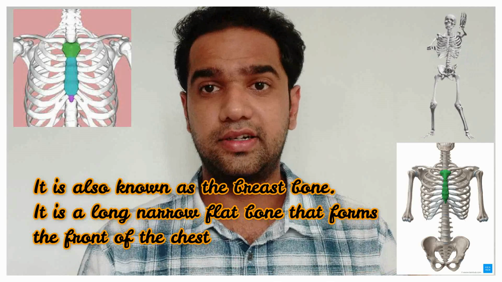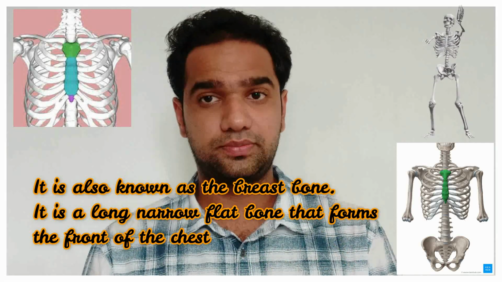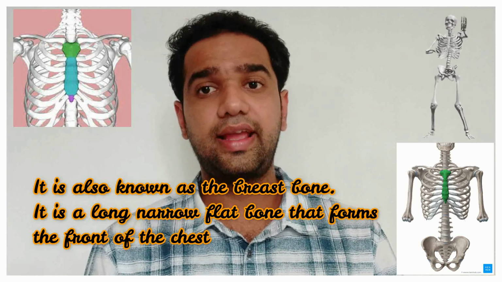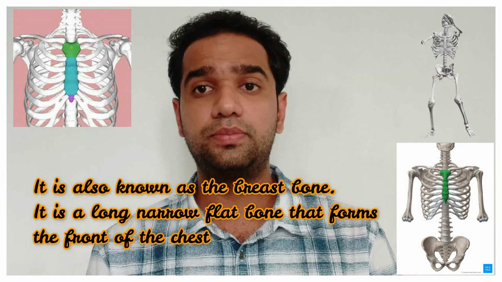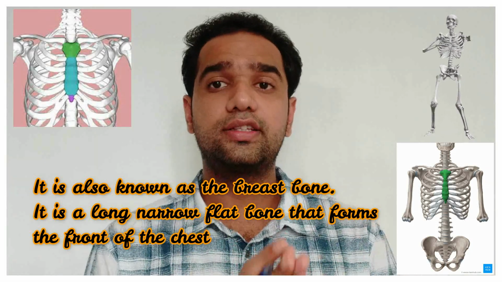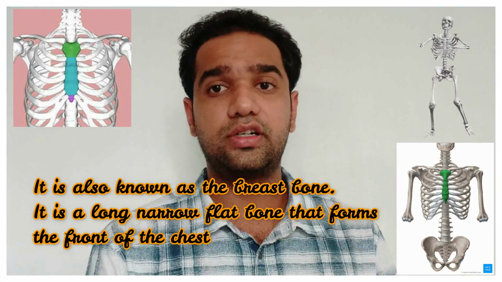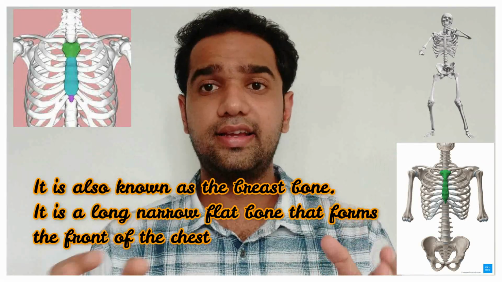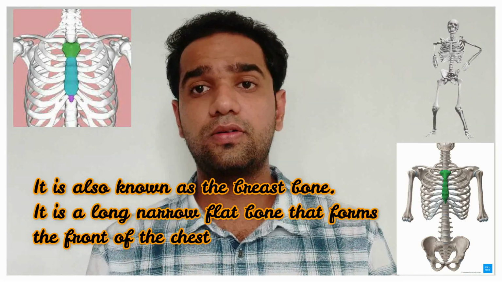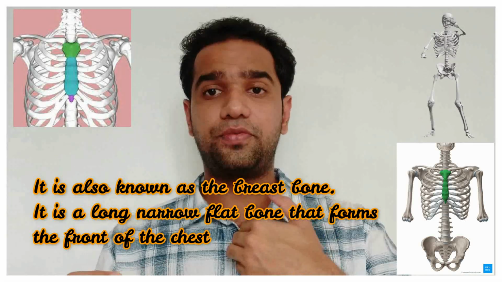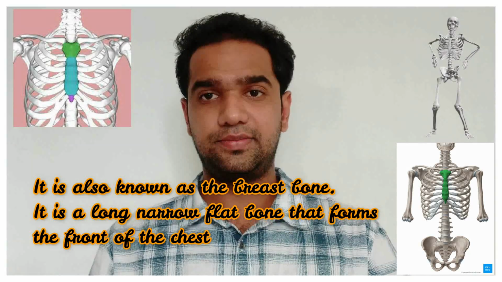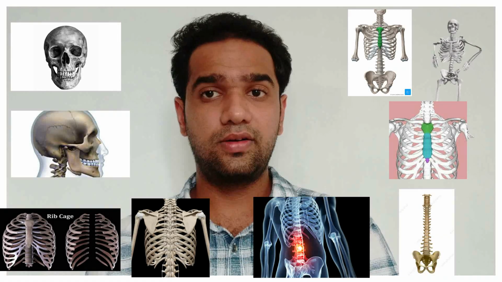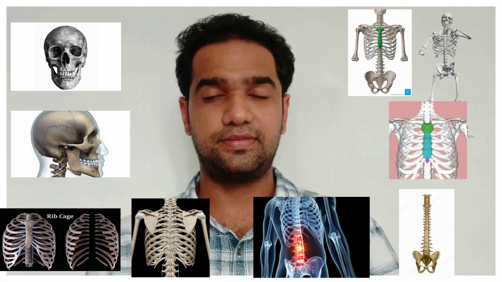Next is the sternum, or breastbone. As we studied in the case of ribs, except the 2 pairs of floating ribs, all other ribs are connected to the sternum or the breastbone. So what is a sternum? It's a narrow, long, flat bone which forms the chest.